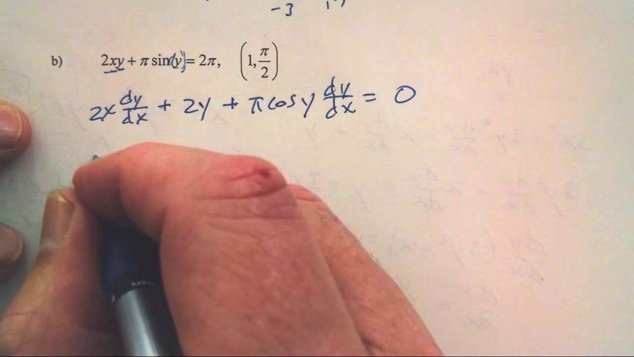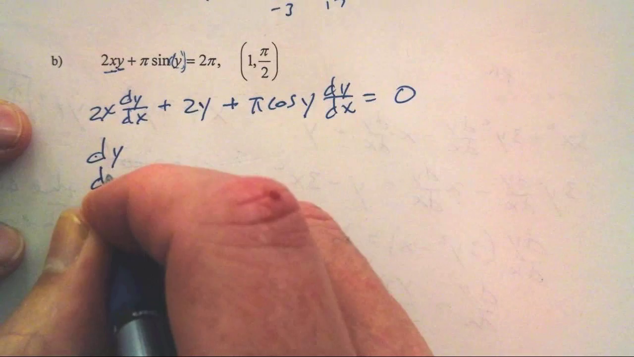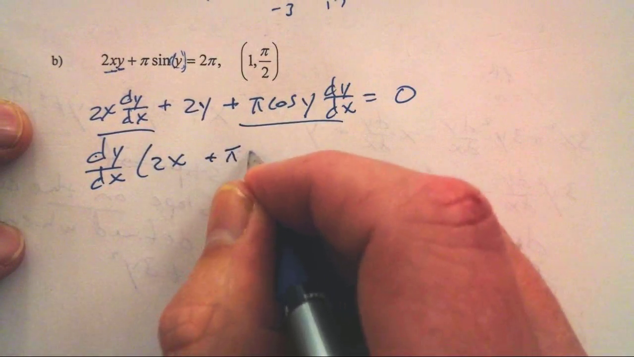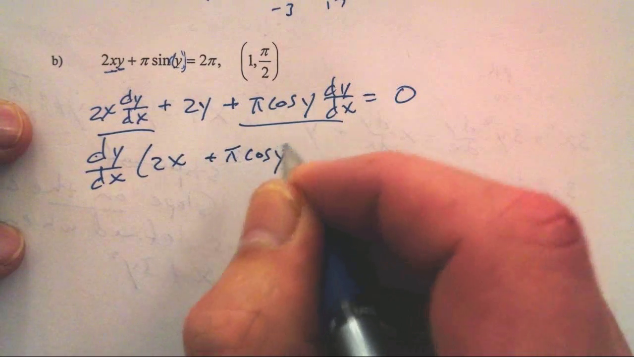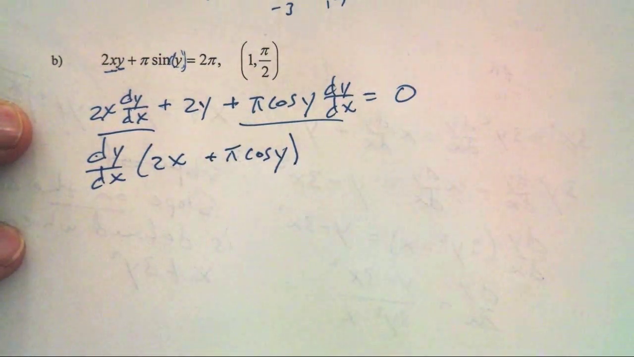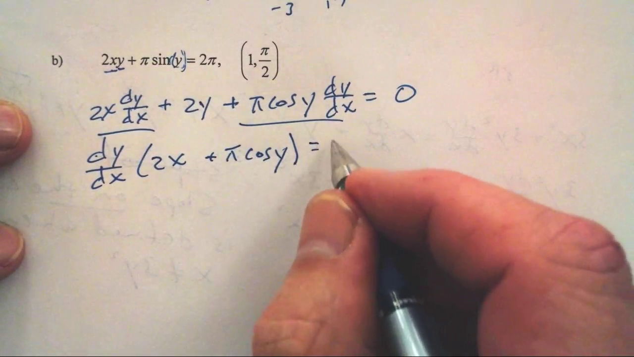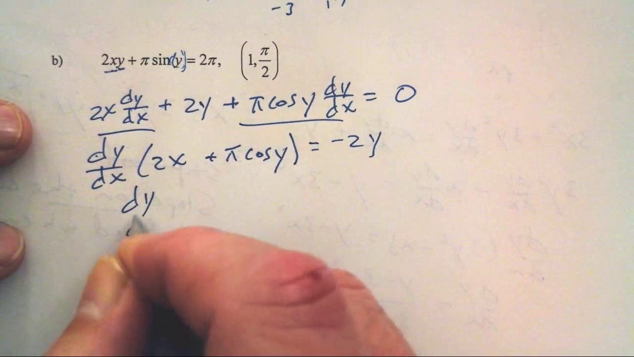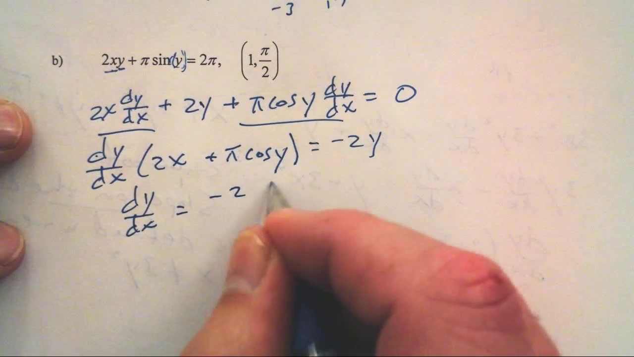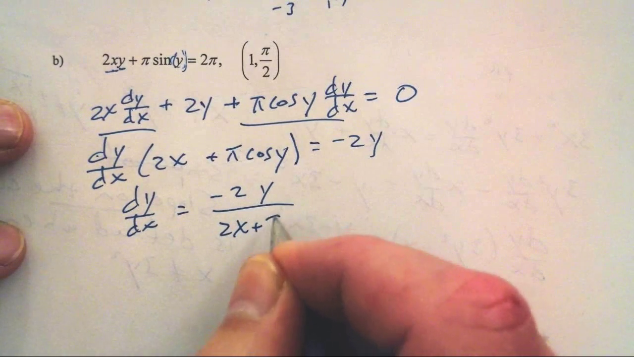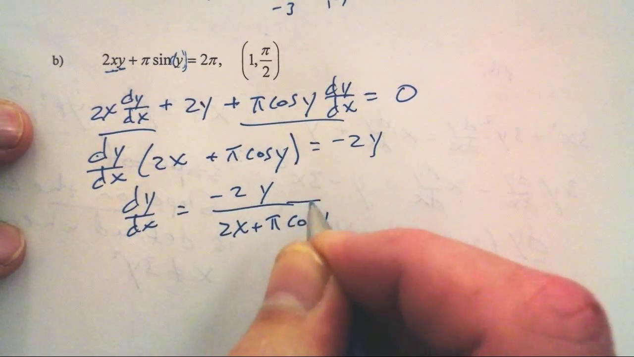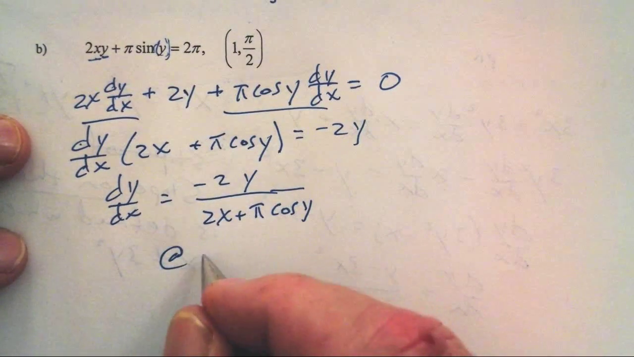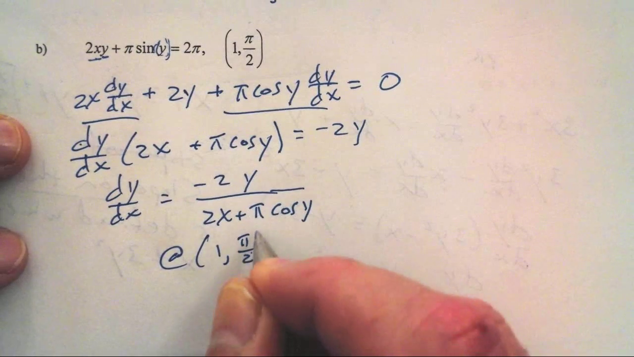Group our y's. I'm going to factor and group in the same step. dy/dx times 2x plus pi cosine y equals negative 2y, or dy/dx equals negative 2y over 2x plus pi cosine y, and we are interested in what happens at (1, pi/2).